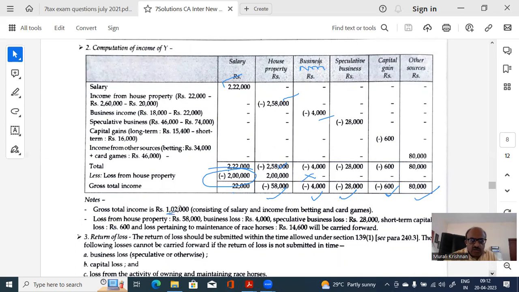So what is it saying? Gross total income is so much, 22,000 plus 80,000, consisting of salary and income from betting of games. Income from house property loss of rupees 58,000, business loss 4,000, speculative 28,000, and short-term capital gain 6,000, and loss pertaining to maintenance 14,000 will have to be carried forward. This is what it is. So please understand what you can adjust. If you make a table like this, then it will be easy to handle it. This is interhead adjustment, but subject to the restrictions.